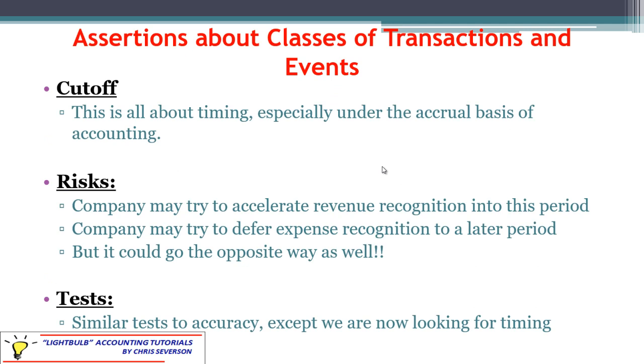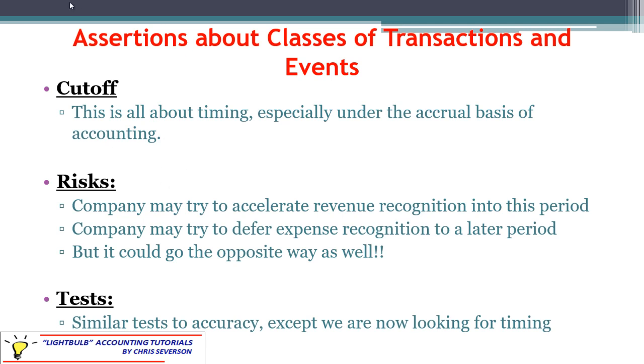Now cutoff. This is a little bit different because it's about timing now. It's not so much about existence or even valuation. It's about when was it reported. They could prove that, hey, this transaction occurred, it existed, and we valued it properly, but we put it in the wrong year. That's what cutoff gets at. This is important under the accrual basis of accounting because the cash itself may not have changed hands in the same year as that we need to report it under.